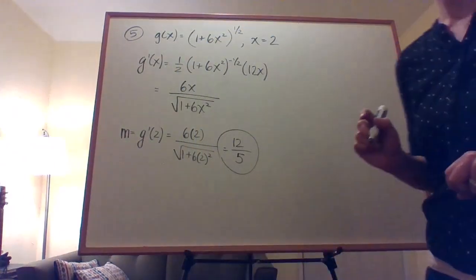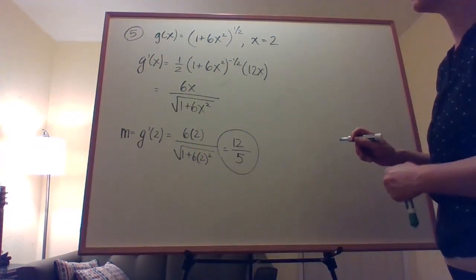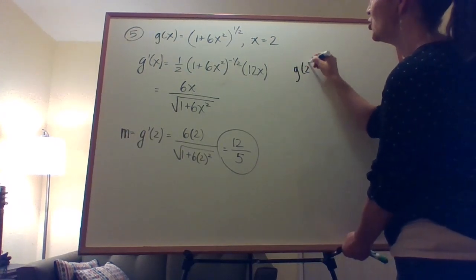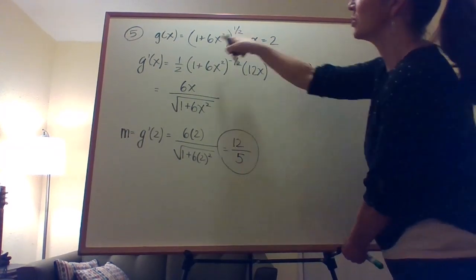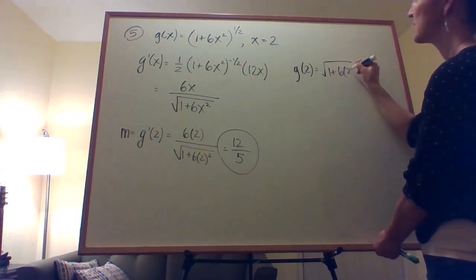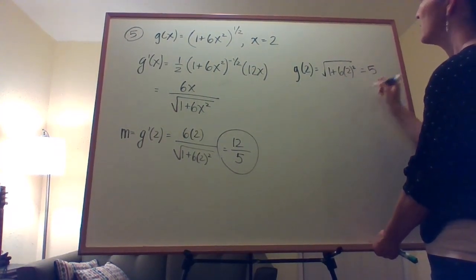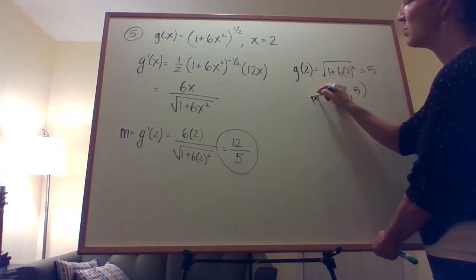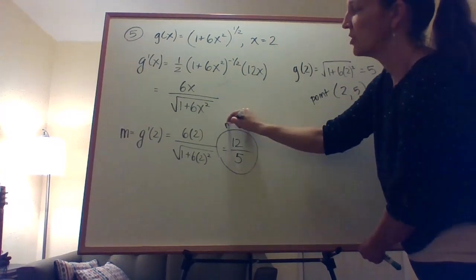But in order to come up with the equation of the tangent line, I also need a point that I go through. So I also need to find g of 2, which means I need to plug 2 into my original equation. That's going to be 1 plus 6 times 2 squared. That's going to be 5. So I'm going through the point (2, 5). Here's my point. Here's my slope.